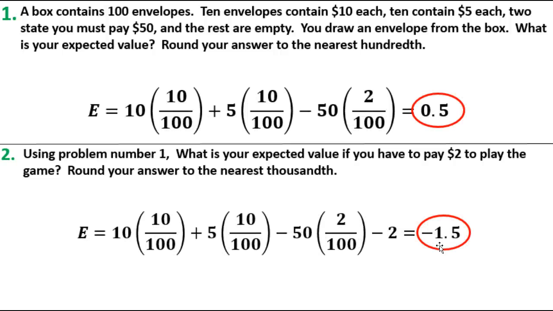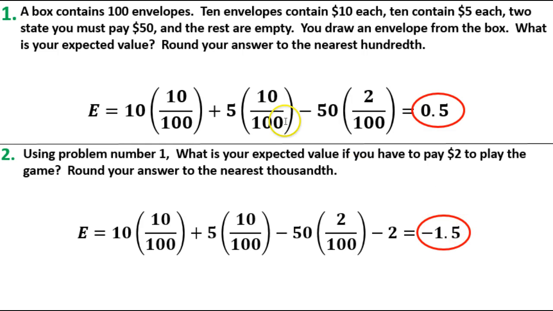Check your answers here. It ended up being a positive expected value. In other words, if they didn't charge anything to play this game, it was good. It was to your advantage to play it. But as soon as they start charging here, depending on how much they charge, if they charged $2 to play that game, now it became a negative expected value, so it's not to your advantage to play this game.